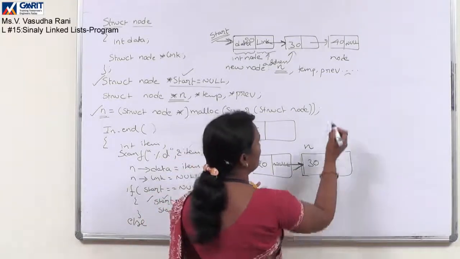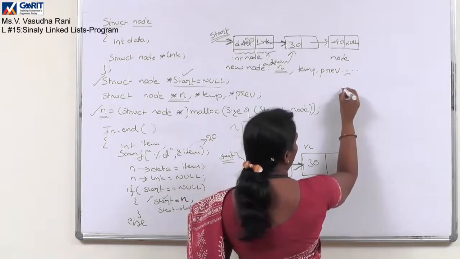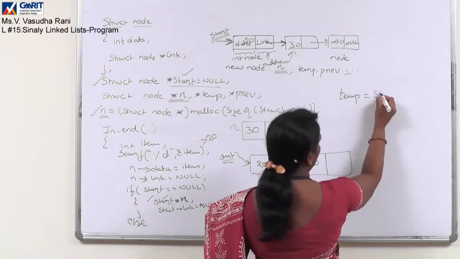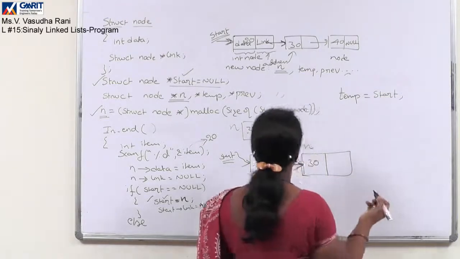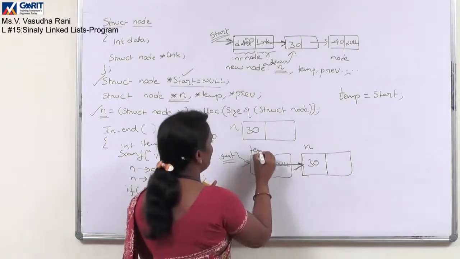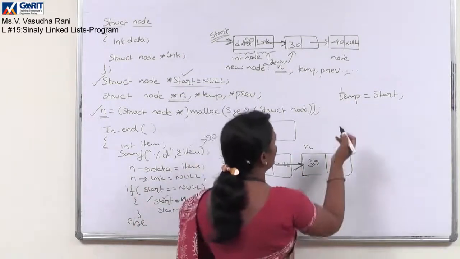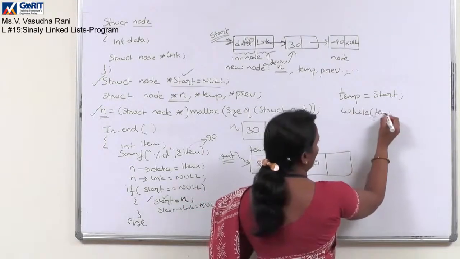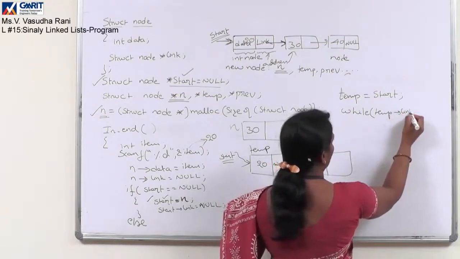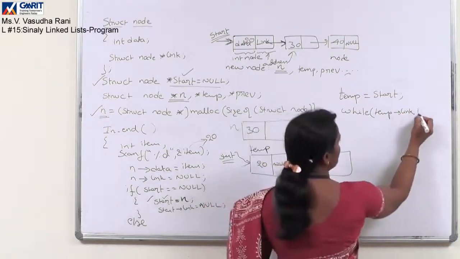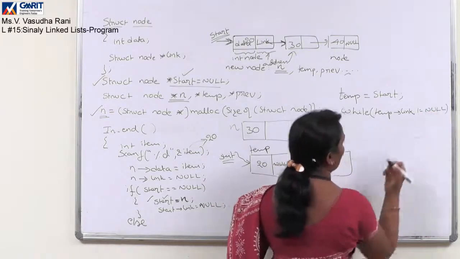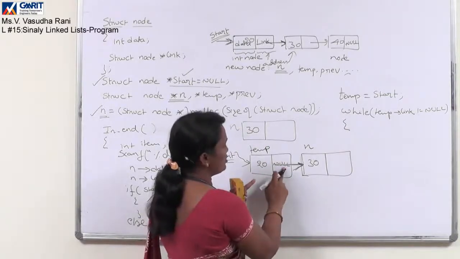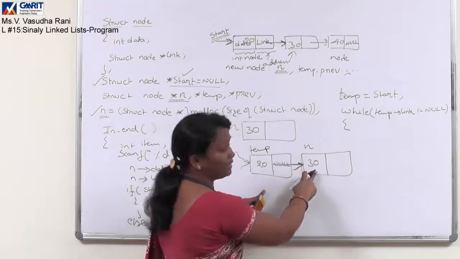So for traversing that, let us take this temporary variable temp equal to start. So temp starts from the first node, while temp's link is not equal to null. You have to traverse. Temp link is not equal to null. You have to go to the next node.